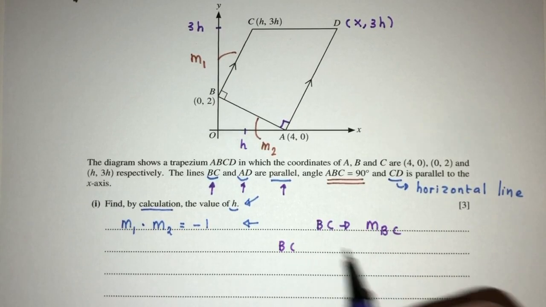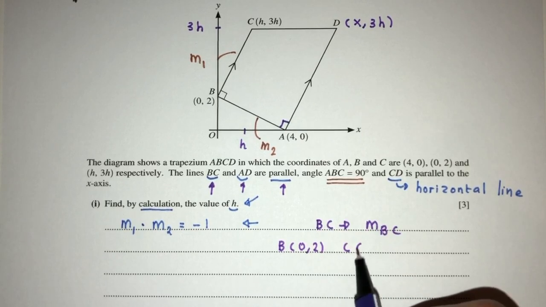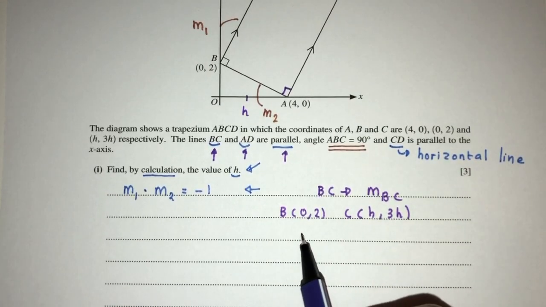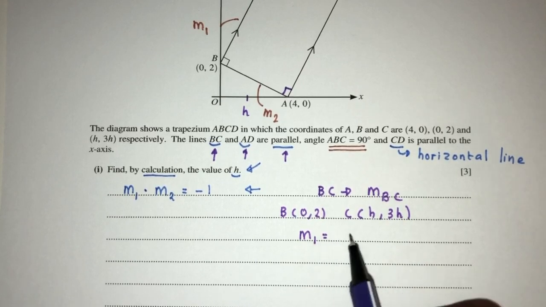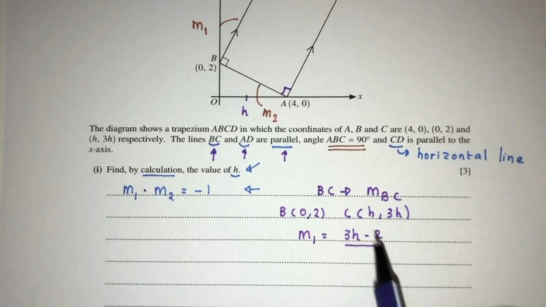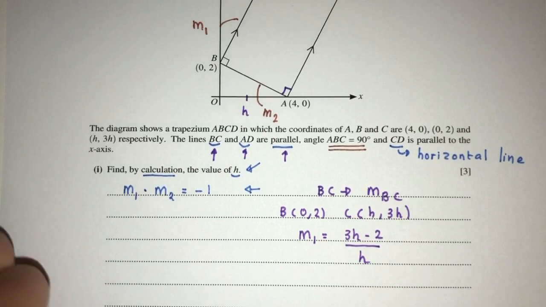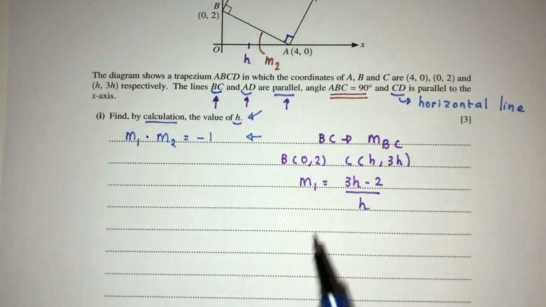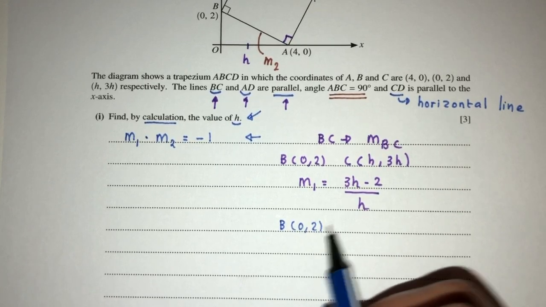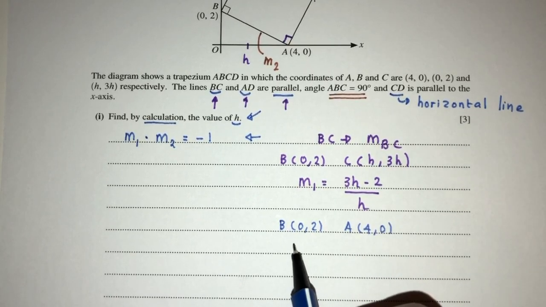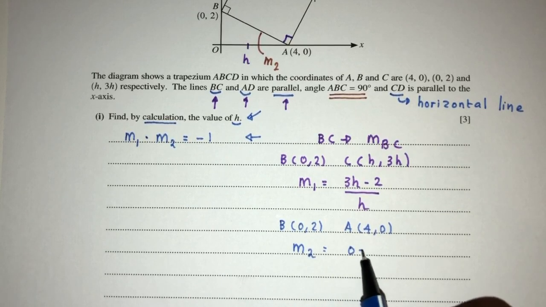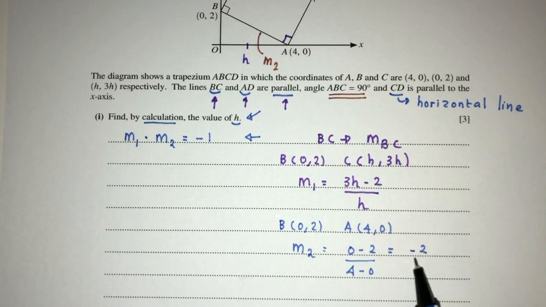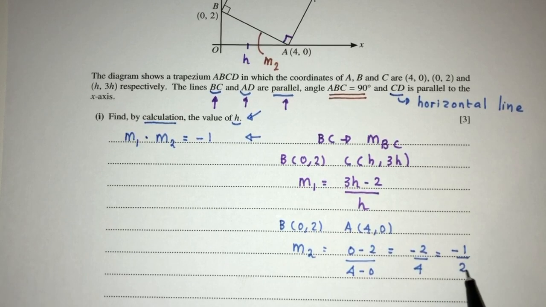So the point B is given by 0, 2. The point C is given by H, 3H. So how would you find the gradient? That will be y2 minus y1, so 3H minus 2 over H minus 0. Okay, that's part 1. Now for part 2, we can find the gradient of the other line, which is BA. So B is the point (0, 2) and A is the point (4, 0). So the gradient M2 will be 0 minus 2 over 4 minus 0. That will be minus 2 over 4, and that should give you minus half.